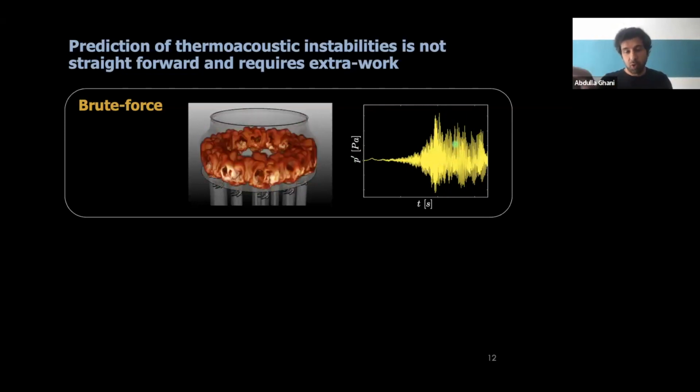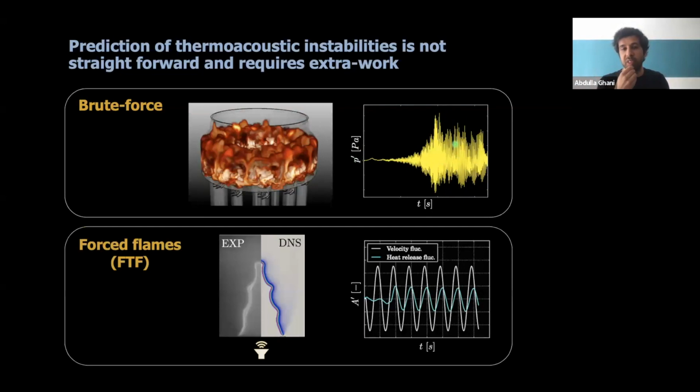The next way to analyze combustion instabilities is by using the forced flames method, or computing the flame transfer function if you want, where we're using very specific acoustic waves that we inject into the domain. So it can be done experimentally or numerically.